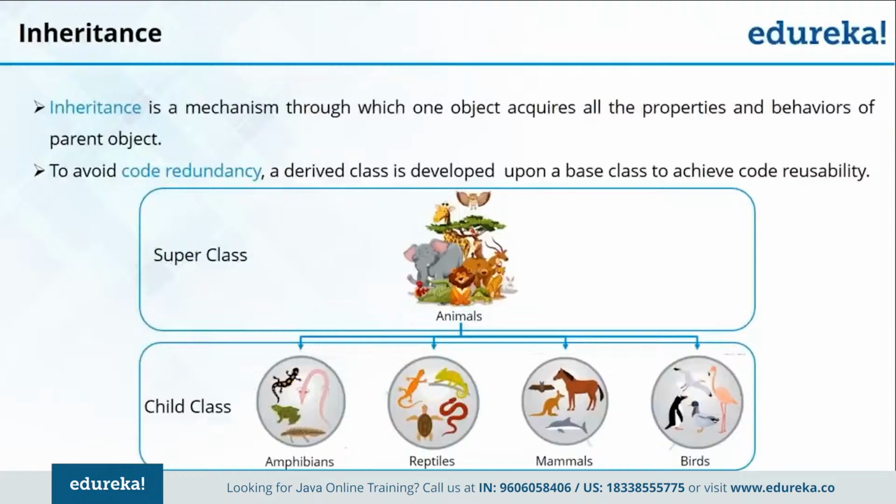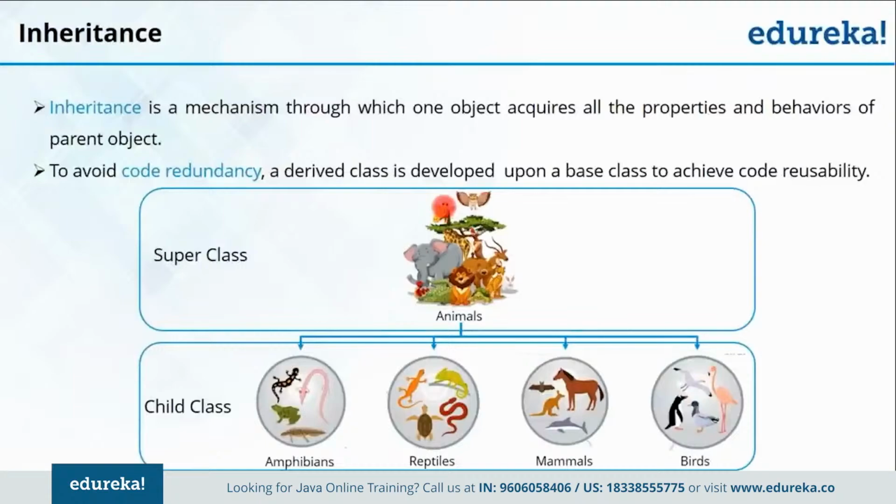Now, if you see in the image here, it's referring to the same example where your superclass or your parent class is animals, but when you look at the child class, it can be amphibians, it can be reptiles, it can be mammals, or it could be birds. But when you look at their parents, it's considered to be animals as a superclass.